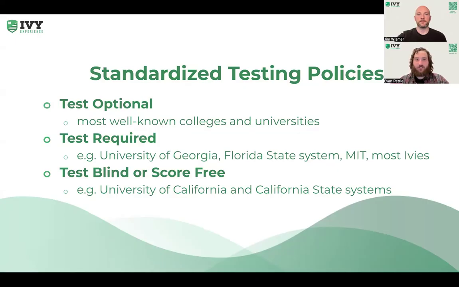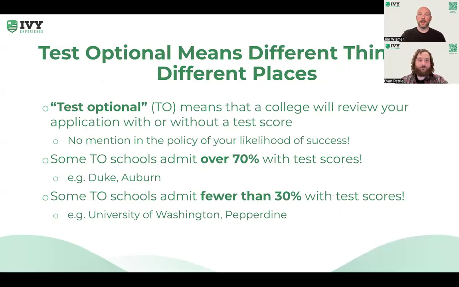University of Georgia, Florida State, Ivies, these all are test required. And then test blind means that schools will not consider test scores submitted with an application. So the UC system and the California state system will not consider test scores as part of their application. Now, understanding these policies is key to applying. Test required and test blind or score free are pretty straightforward. You just either must or must not send your test score, right? We know exactly what to do in those cases.